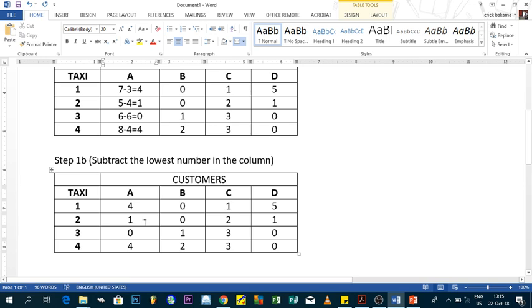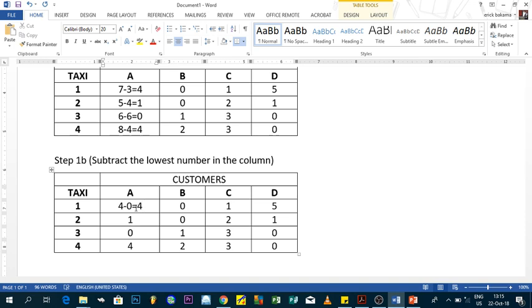From this table, we subtract the smallest number in the column. We have 4 columns: A, B, C, and D. Those are the 4 columns. So we look for the smallest number in every column. In this case, the smallest number in column A is 0. So we get 4 minus 0, which gives us 4.